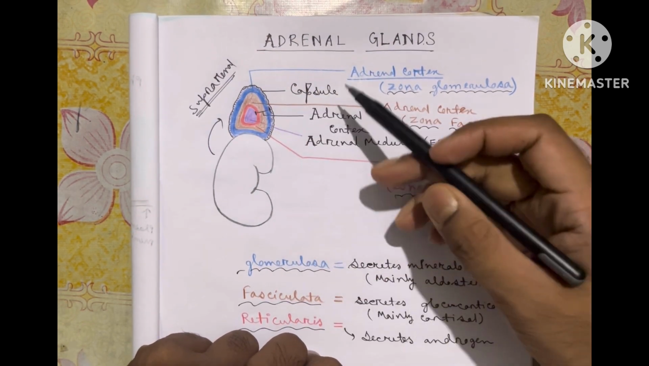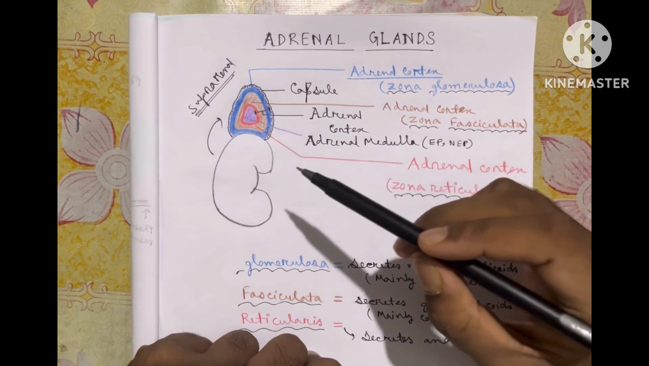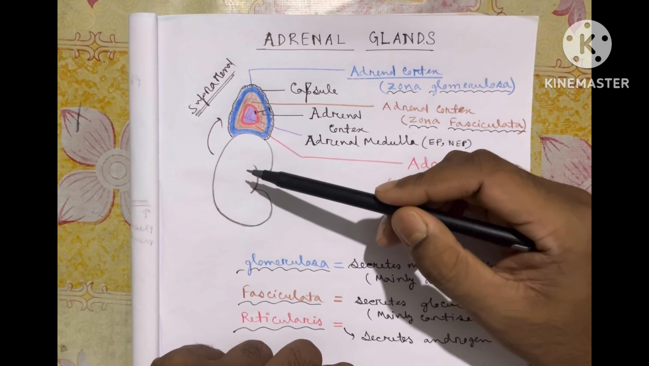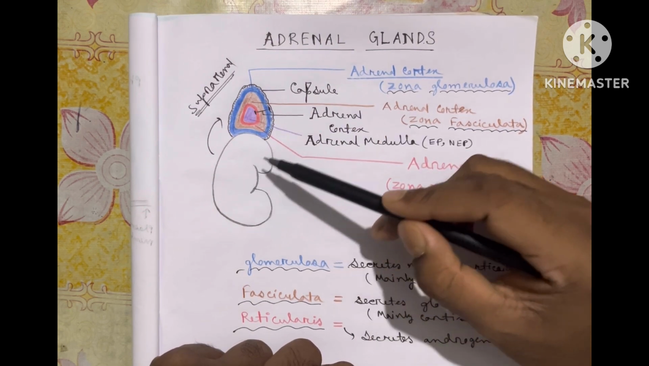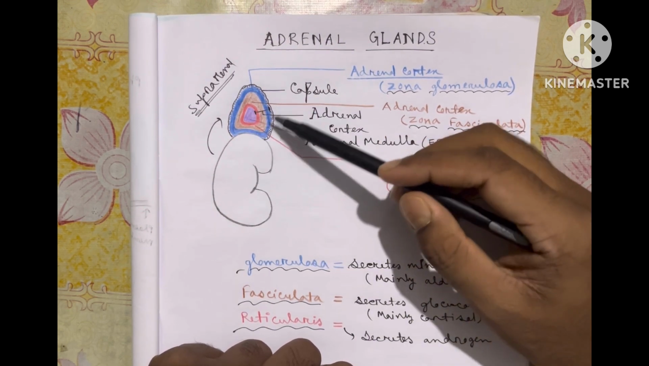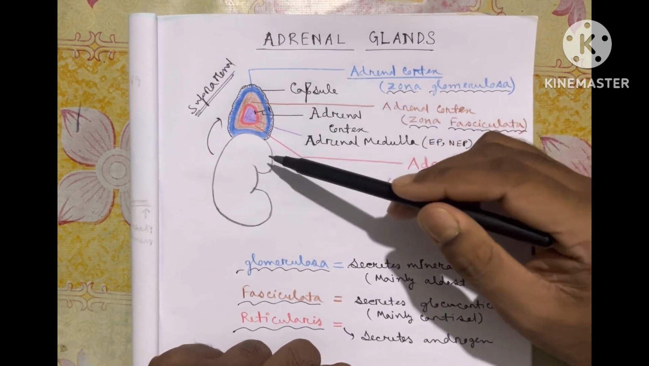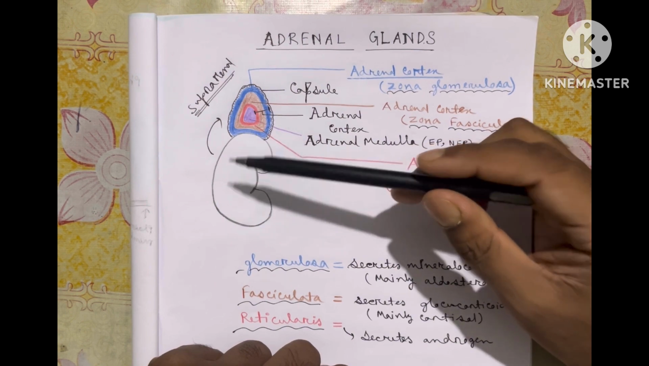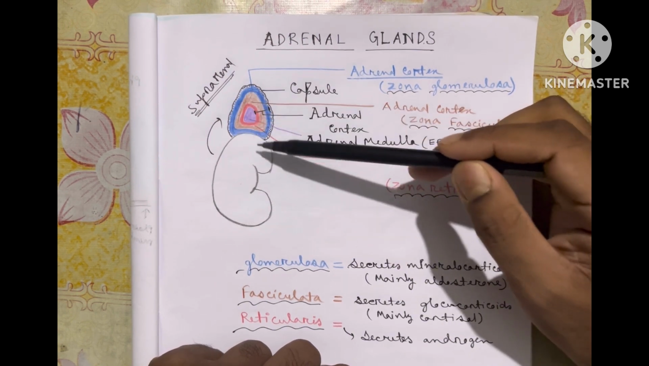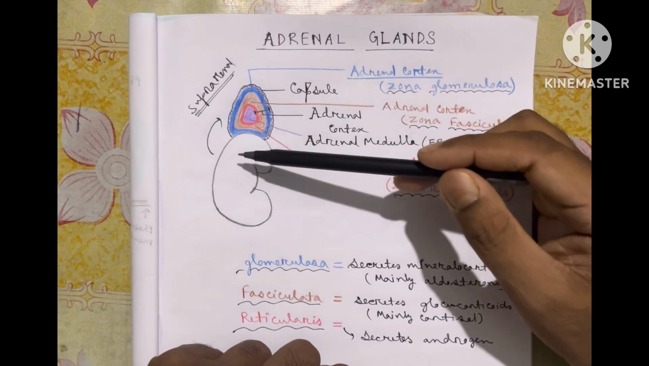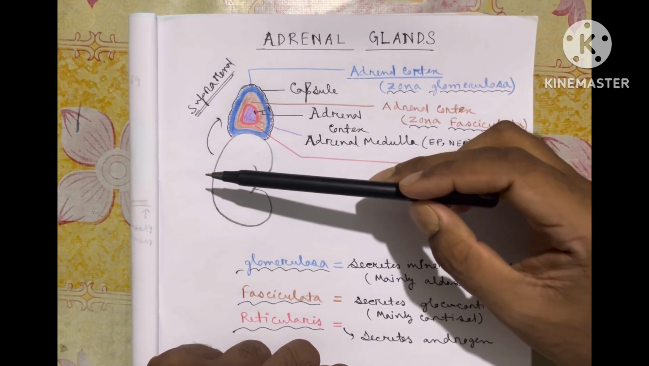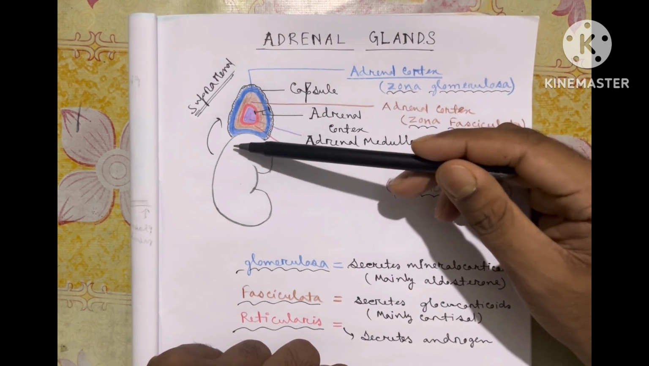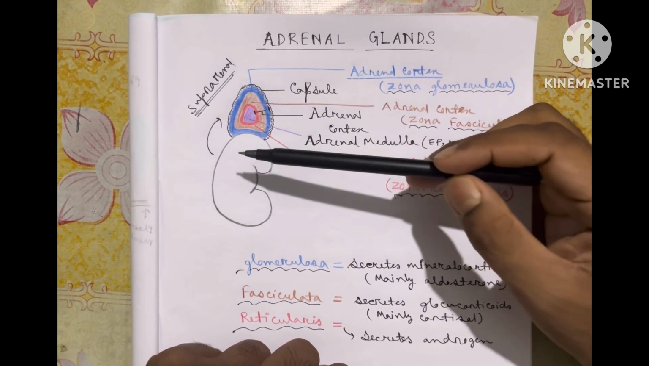It lies superior to our kidneys in the retroperitoneal cavity, where the kidneys are also located. In the next video we'll discuss the different cavities of our body. We have the retroperitoneal cavity, thoracic cavity, coelomic cavity, abdominal cavity, and pelvic cavities. One of those cavities is the retroperitoneal cavity, where our kidneys are located.